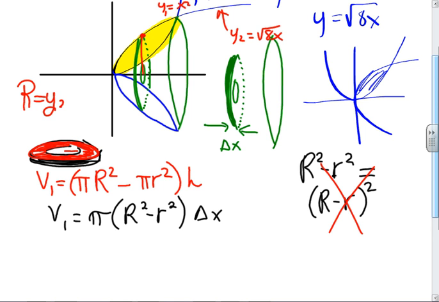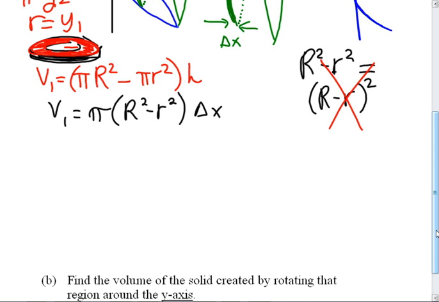You just have to look at the geometry. Okay. What is the little radius? Y1. Okay, so we'll go ahead and put those in. I haven't put the function in yet. This is just the generic plan.